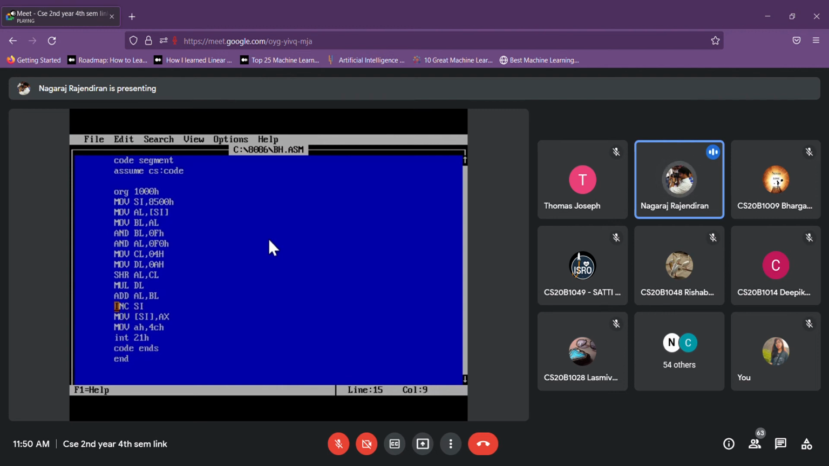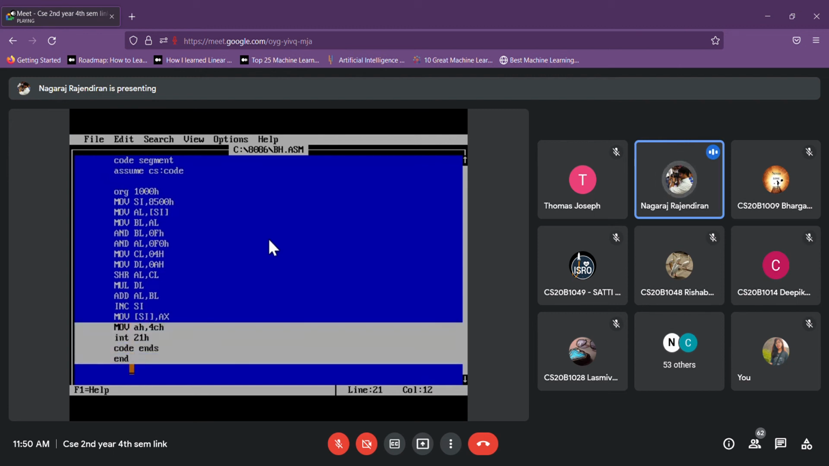In order to save the result, we are incrementing the SI register, which is 8500, to 8501. And we are moving the content of the AX register to SI. So this will be the end result, the ending statements. This program will get an 8-bit decimal number and convert it into one hexadecimal number. That is the main purpose of this program.